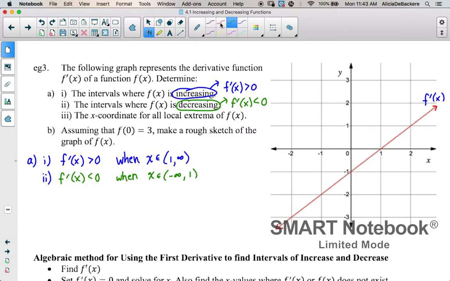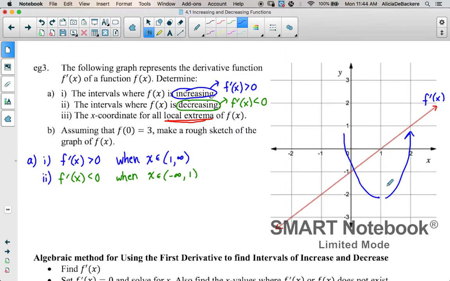All right, now the third part is asking me, where then are the local extrema? Remember, that means maximums and minimums. So I'm looking for where the maximums and minimums might be. Well, you can start to put this together here. The graph is increasing when x is bigger than 1. So the graph is heading up over here, maybe like this. And then over here, we said the derivative value is negative. So the graph must have been heading down like this.